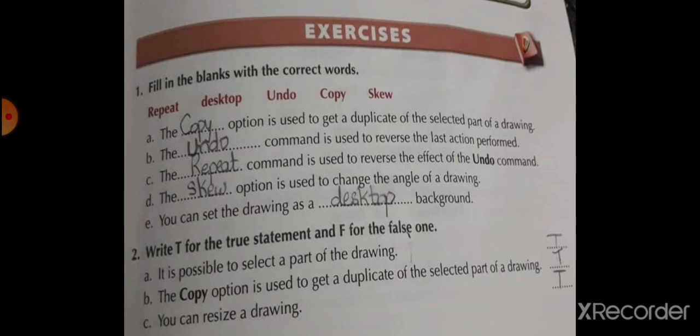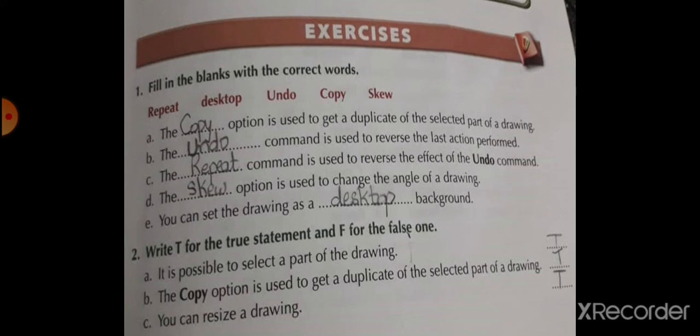B. The dash command is used to reverse the last action performed. The undo command. C. The dash command is used to reverse the effect of the undo command. The repeat command. D. The dash option is used to change the angle of a drawing. The angle of a drawing is changed by the skew option. E. You can set the drawing as a dash background, as a desktop background.